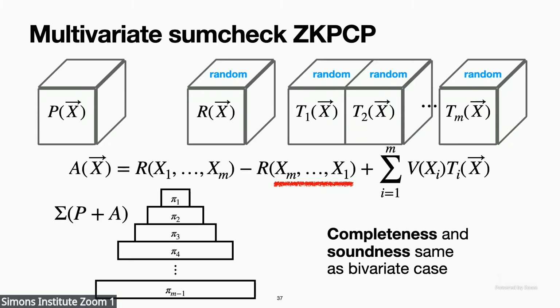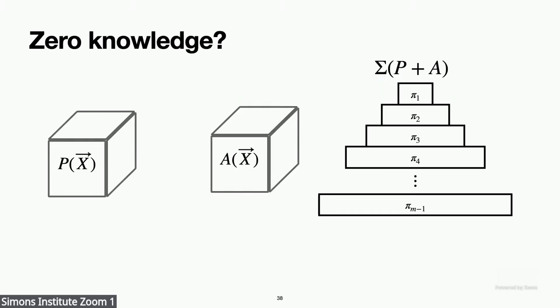The completeness and soundness is really just the same as in the bivariate case. Like this thing will be identically 0 when I sum it over everything. So really, it's just the zero knowledge that we have to worry about. So zero knowledge becomes somewhat more complicated, and I guess in the last couple of minutes I'll try and give you a flavor of what it looks like.